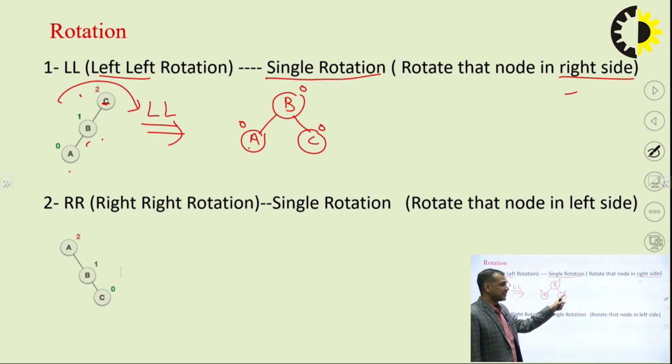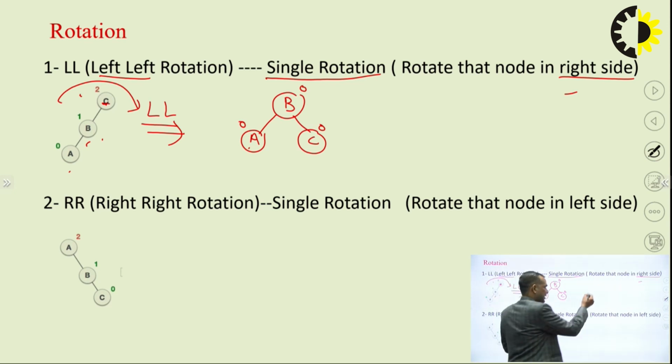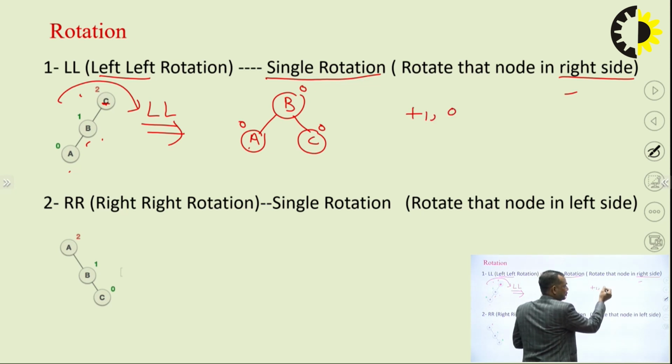Until every node has a balance factor 0, plus 1 or minus 1, we cannot insert the next element. And one more thing, when we apply the rotations, every node must have a balance factor that is plus 1, 0 or minus 1.